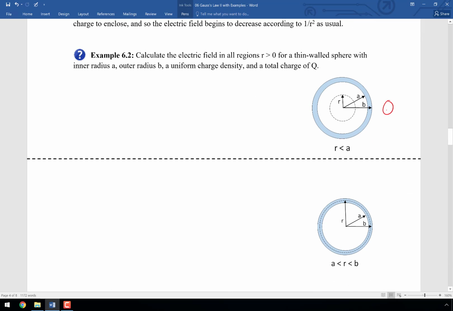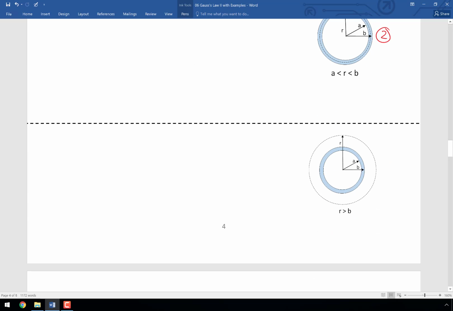Region 1, you're inside that part of the sphere. Region 2, you're inside the wall. And then region 3, you are outside the sphere.